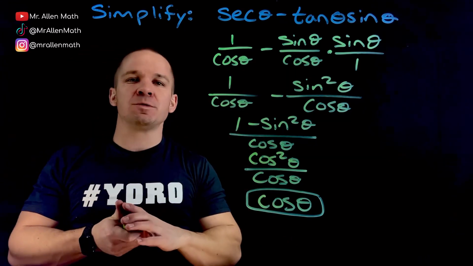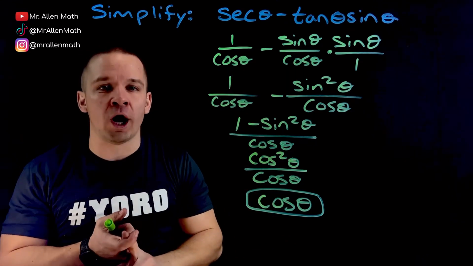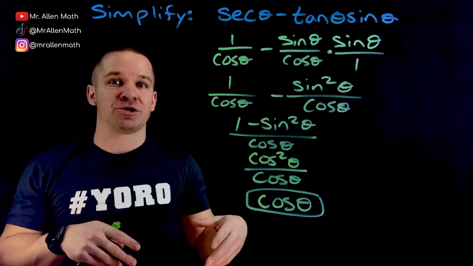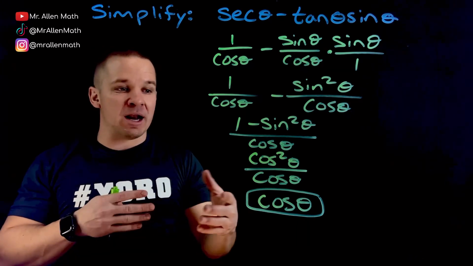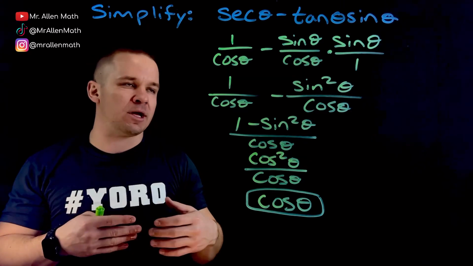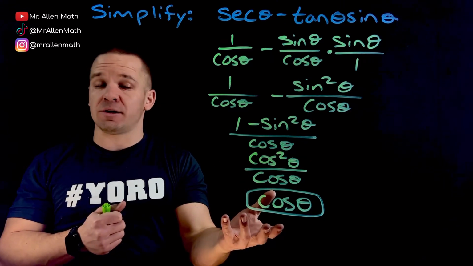But generally the directions with these, they'll say simplify it down to one trig function, or like no fractions in the end, like no denominator, right? So you might have like a cosine squared or a cosecant squared theta, whatever. But in this case, just down to cosine theta.